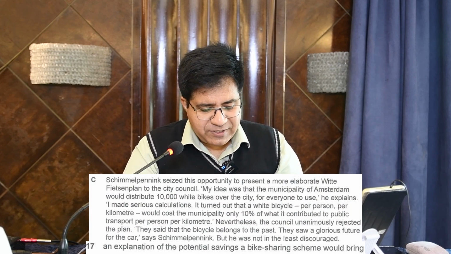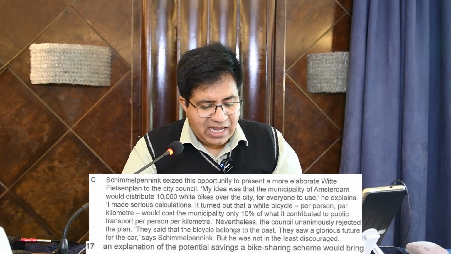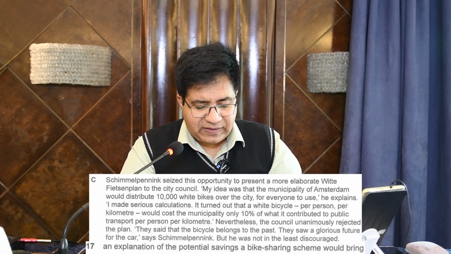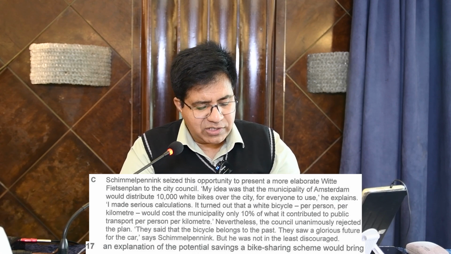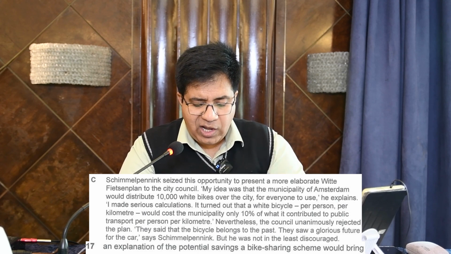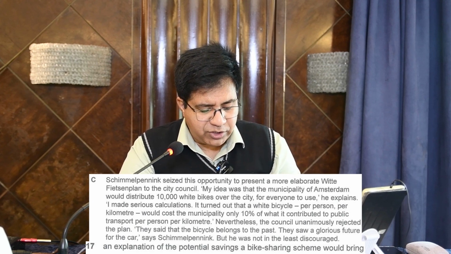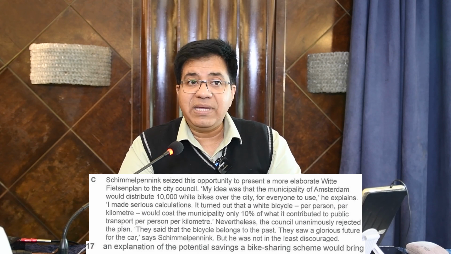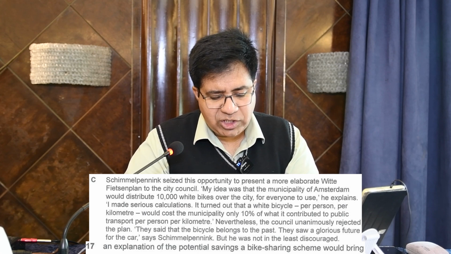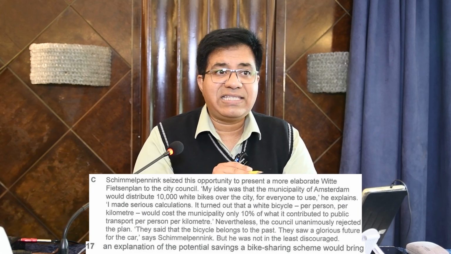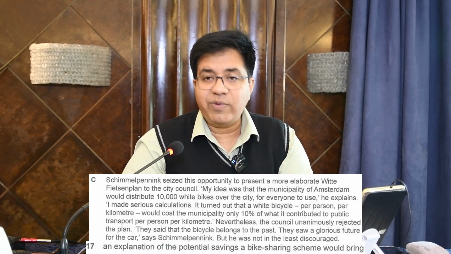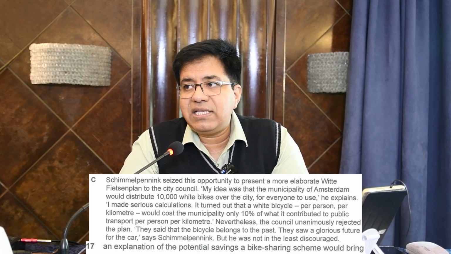Exactly. In paragraph C, I'm reading from the third line. I made serious calculations. It turned out that a white bicycle per person per kilometer would cost the municipality only 10% of what it contributed to public transport per person per kilometer. What does it mean? It means explanation of the potential saving. What is that saving? 10% per person per kilometer. Okay, so question number 17, correct answer is C.